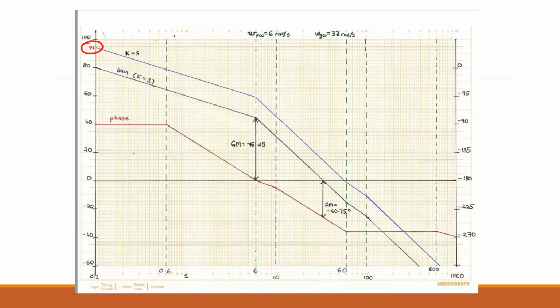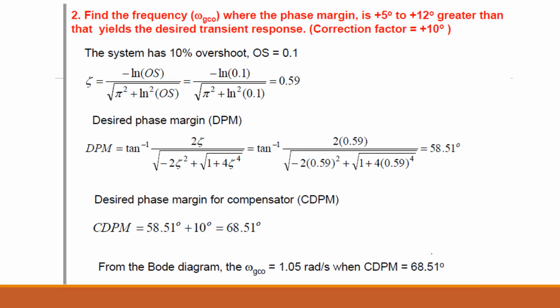So you need to draw a new line of the gain K in the Bode plot. Okay, so this is the magnitude and phase of the new gain K.